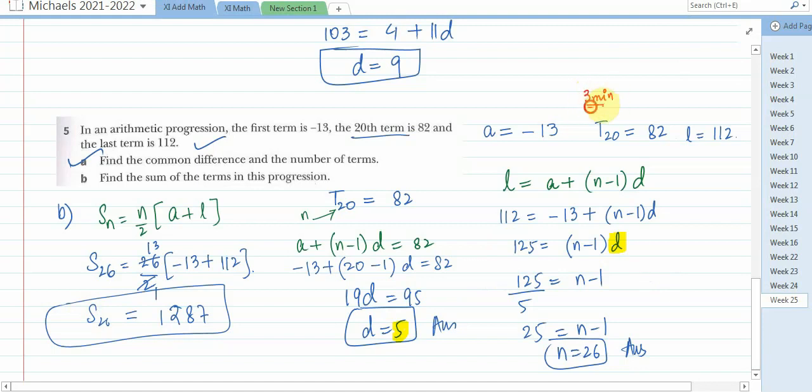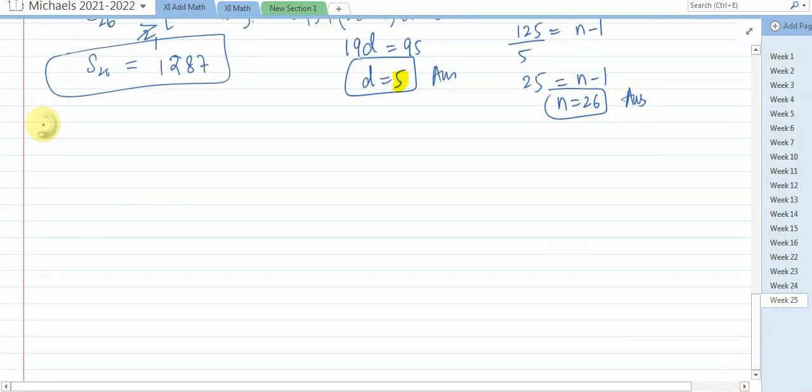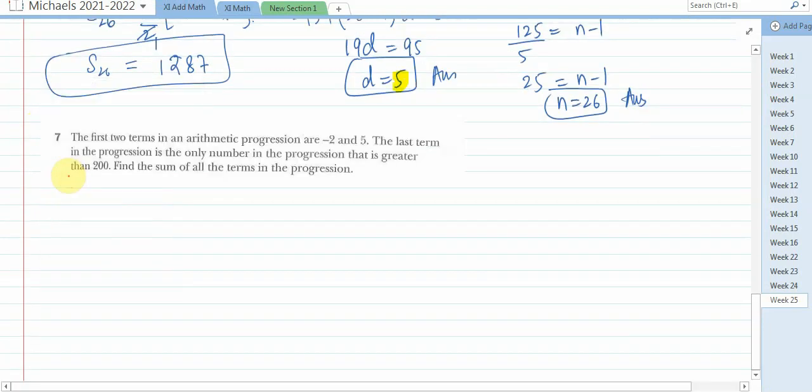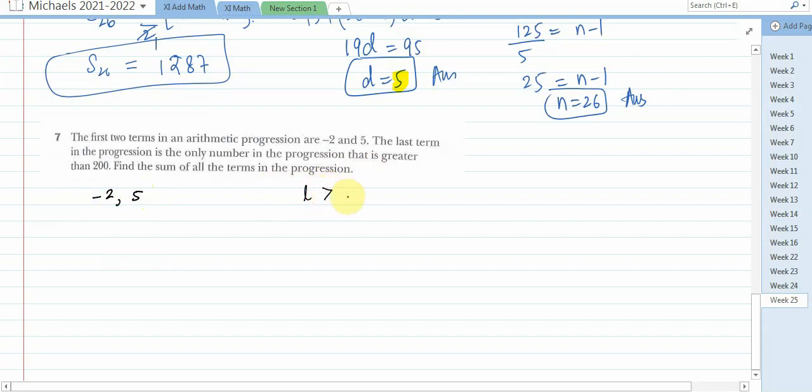So start. Alright class, moving on towards the next question, question number 7 from the same exercise. It says the first two terms in an arithmetic progression are minus 2 and 5. So if it's minus 2, then the next term is 5. The last term in the progression is the only number that is greater than 200. And the last term should be greater than 200, right? Find the sum of all the terms in the progression.